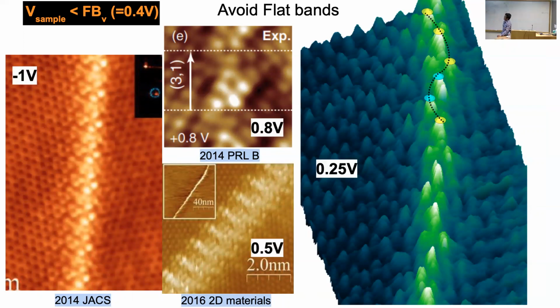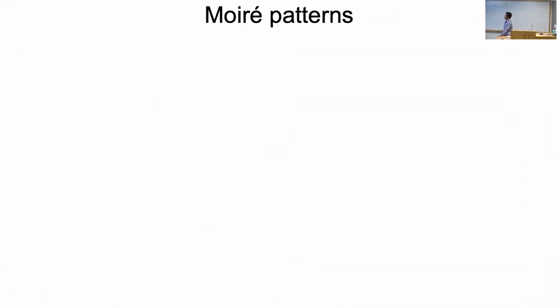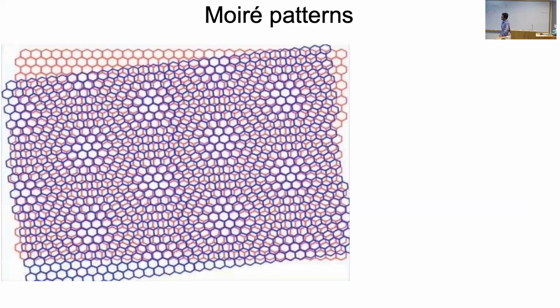Flat bands are not found only on these kinds of grain boundaries. It actually turns out they are also found on something called moire patterns. Moire patterns are kind of interesting, and they are formed when you take two sheets of graphene and you rotate or twist them on top of each other.